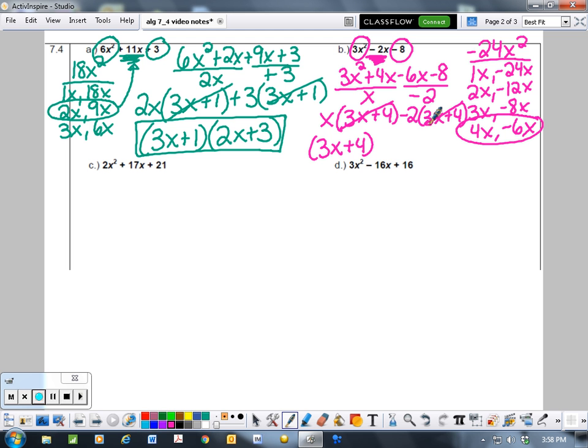Boom and boom. Whatever is left behind is my next factor, so x minus 2. And there's our answer. So we're going to move down to the next one, and we're going to do the same process.